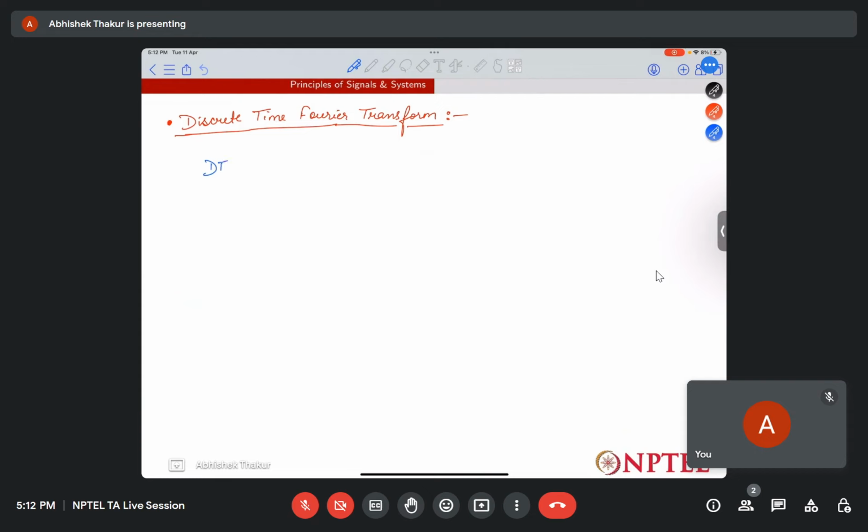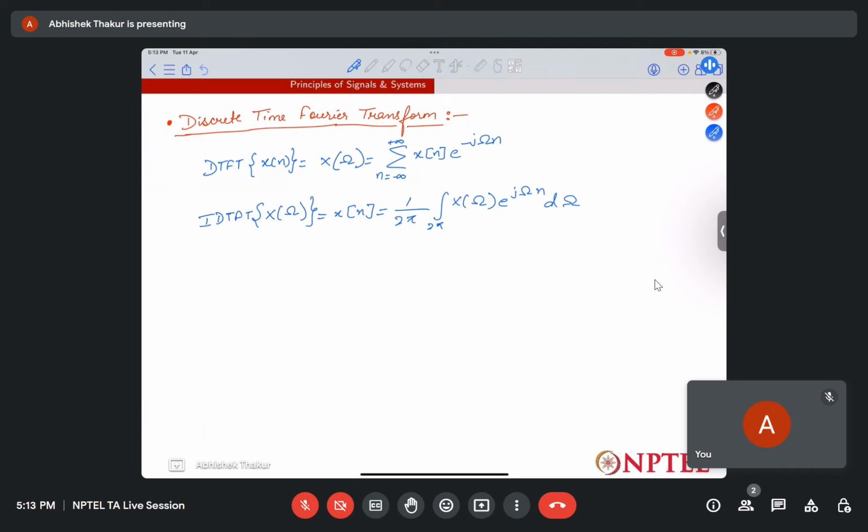So the DTFT of x[n] is X(ω), given as the summation of x[n] e^(-jωn), with n from minus infinity to plus infinity. Now if you do the inverse discrete time Fourier transform of X(ω), then we will get x[n]. That can be written as 1/2π times the integration over 2π of X(ω) e^(jωn) dω. In this way, we can find the DTFT and the inverse DTFT.